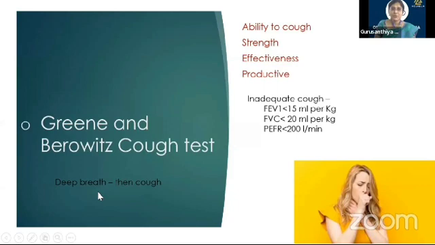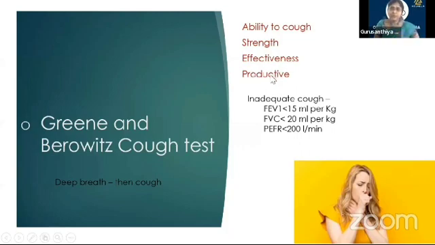Then the Greene and Berowitz cough test. You ask the patient to take a deep breath and then cough. In the event of COVID, I don't think any one of us is going to do it, but it is there in the literature. So we assess the ability of the patient to cough, the strength of the cough, the effectiveness of the cough, and whether the cough is productive or non-productive.